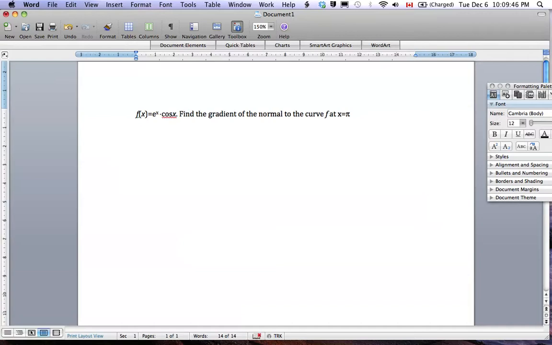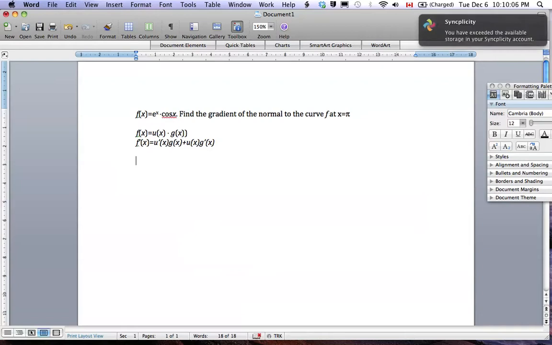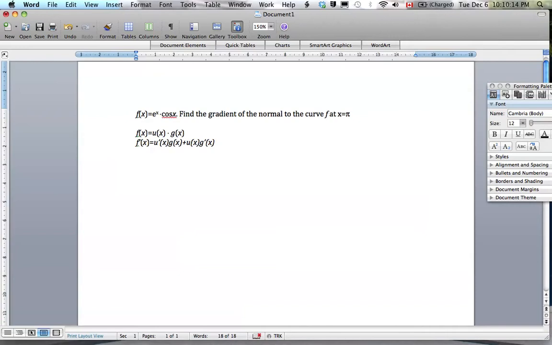Finding the derivative itself is really the bulk of the question, and that is a simple application of the product rule, which basically states that if you have a function f(x) that is the product of any two functions u(x) and g(x), the derivative f prime x is equivalent to the derivative of the first function u(x) times g(x), the second function, plus the first function times the derivative of the second function g(x).